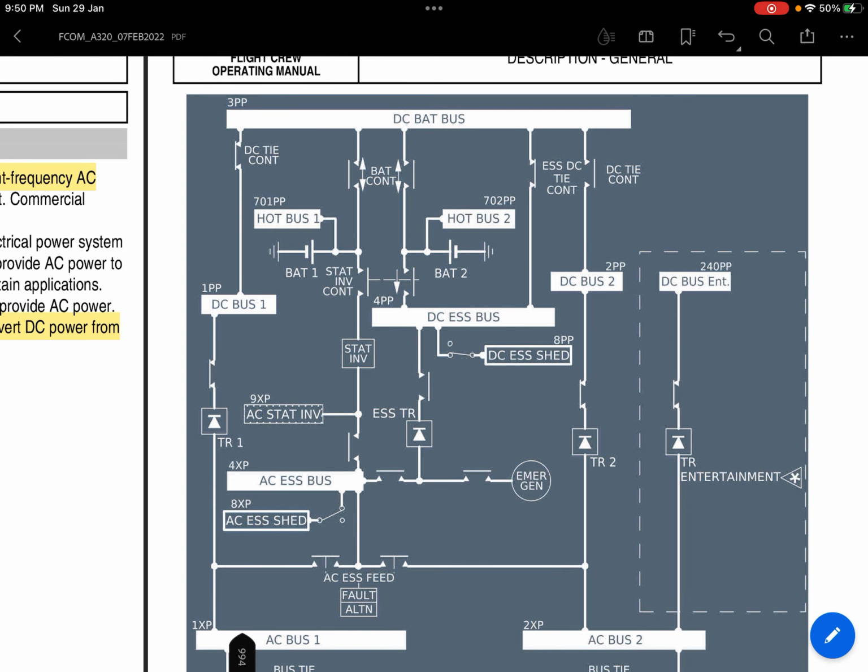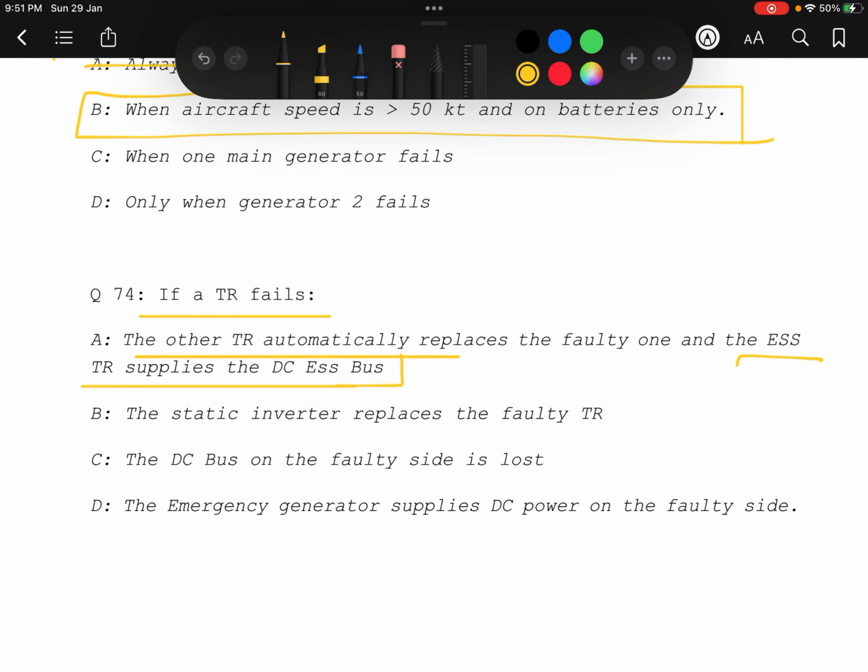Okay, let's go to the next question. So option alpha is correct, right?